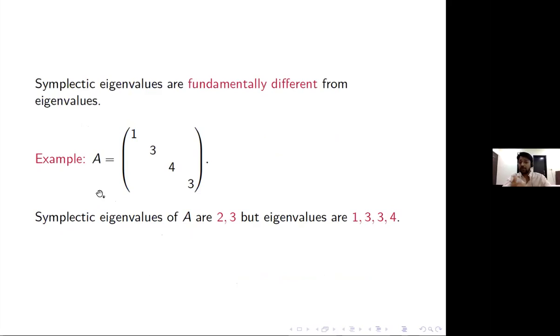Consider a simple example where A is the diagonal matrix given by 1, 3, 4, 3. Its eigenvalues are given by the diagonal entries, which are 1, 3, 3, 4. And it's a 4 cross 4 positive definite matrix. So it has two symplectic eigenvalues, which turn out to be 2, 3. So from here, we can see that these numbers are different. And moreover, there are 4 eigenvalues, but only 2 symplectic eigenvalues. So given a 2n cross 2n positive definite matrix, in fact, we have 2n eigenvalues, but only n symplectic eigenvalues. So even though they are similar, they are different inherently.